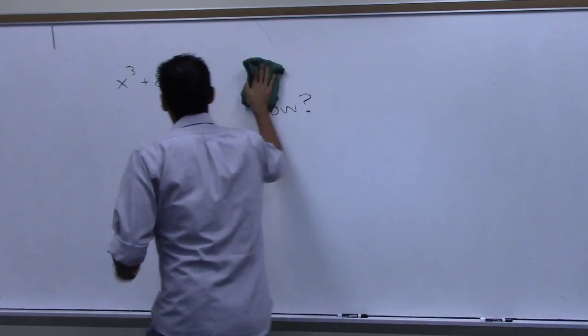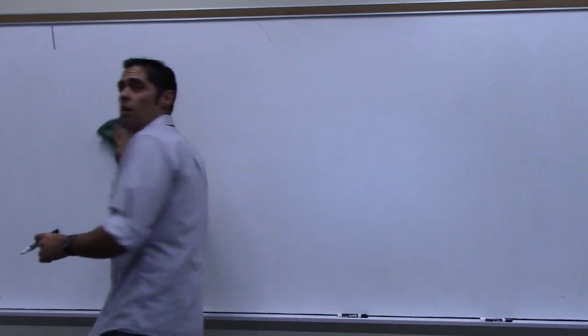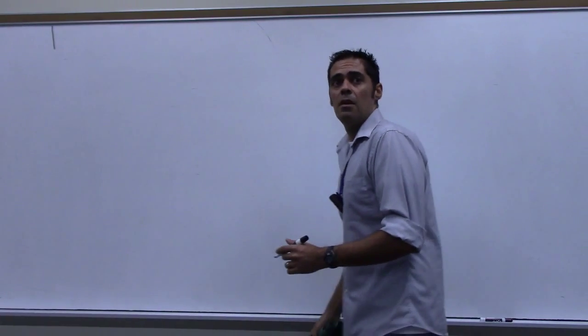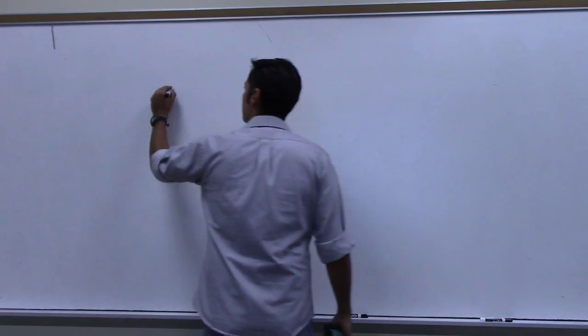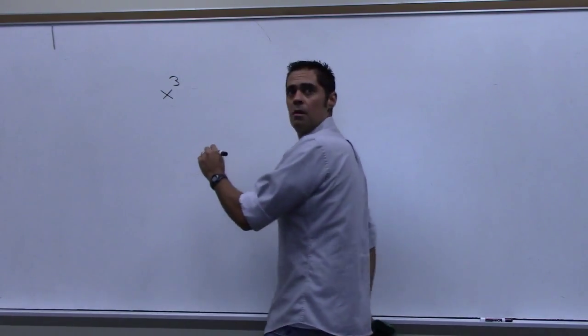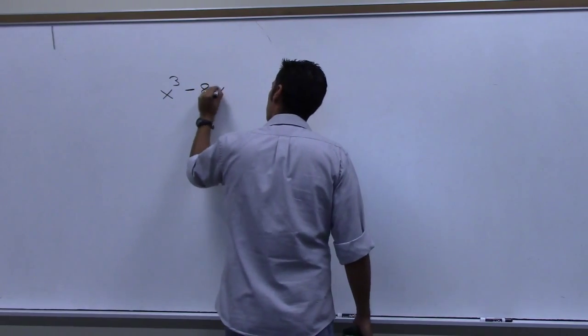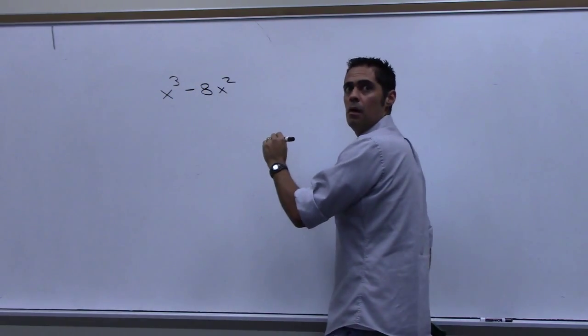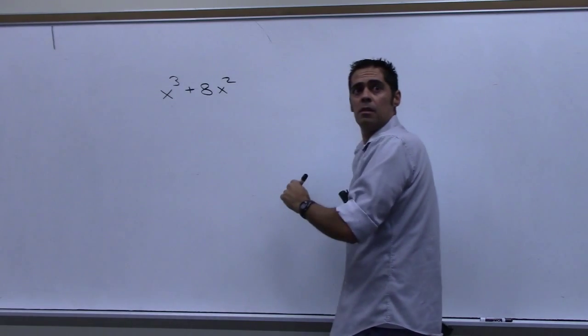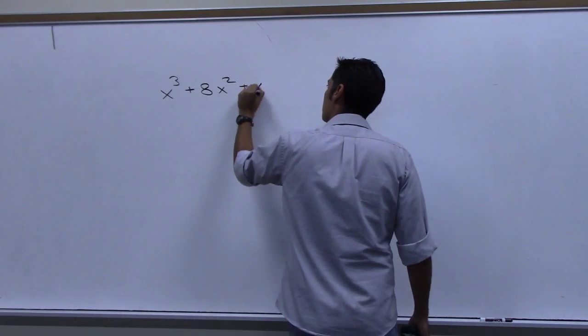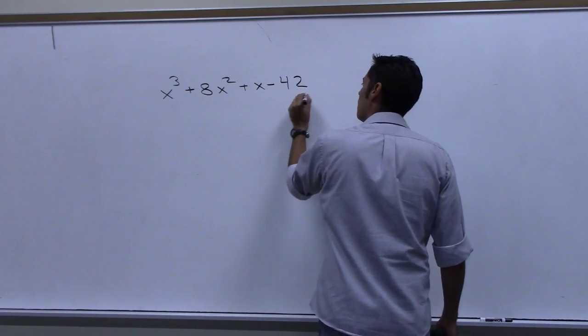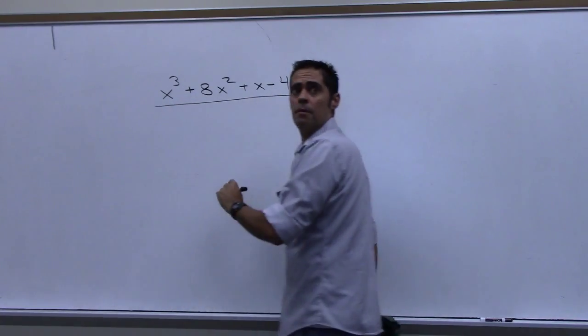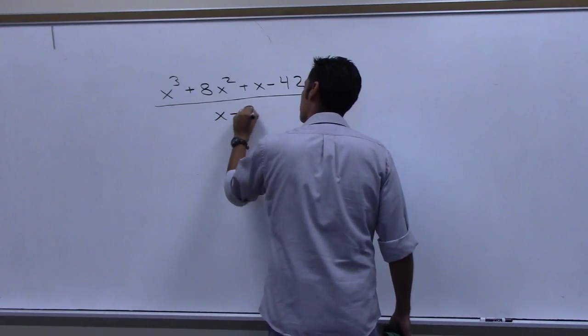So we're going to do synthetic division on this. All right, so on D, we have x cubed minus 8x squared, plus 8x squared, thank you. And then plus x minus 42 all over x minus 2.